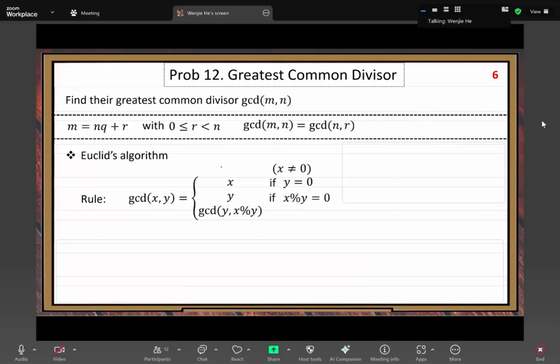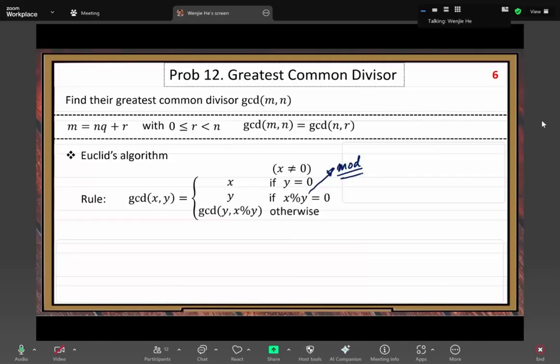Then, under what situation do you return y? When x mod y. This percent sign, we know it's the mod operation, right? In a typical high-level programming language, people use it as the mod operation. If the remainder equals 0, that means x is a multiple of y, then you just return the y value. That's easy to see.